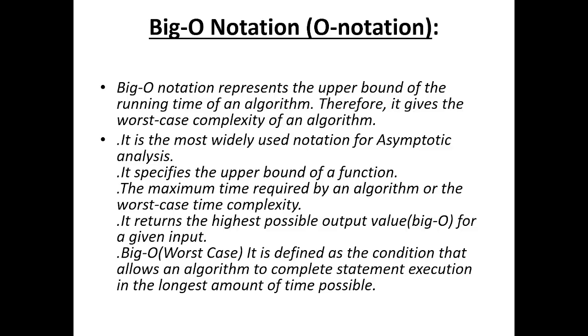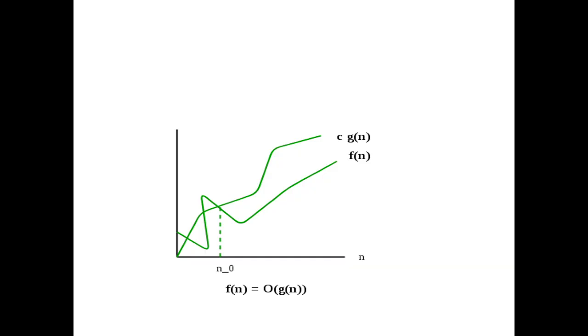The big O notation represents the upper bound running time of an algorithm. So it gives the worst case complexity. It means it takes a longer time to run a particular algorithm. So it specifies the upper bound. It denotes the maximum time required by an algorithm to produce the output. It allows the algorithm to complete the statement execution in the longest amount of time possible. So here we can see that the function lies below the upper bound of the time complexity.